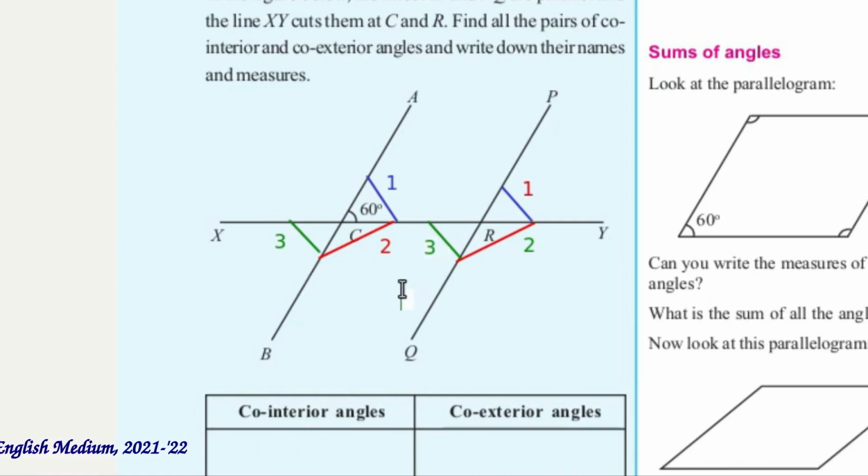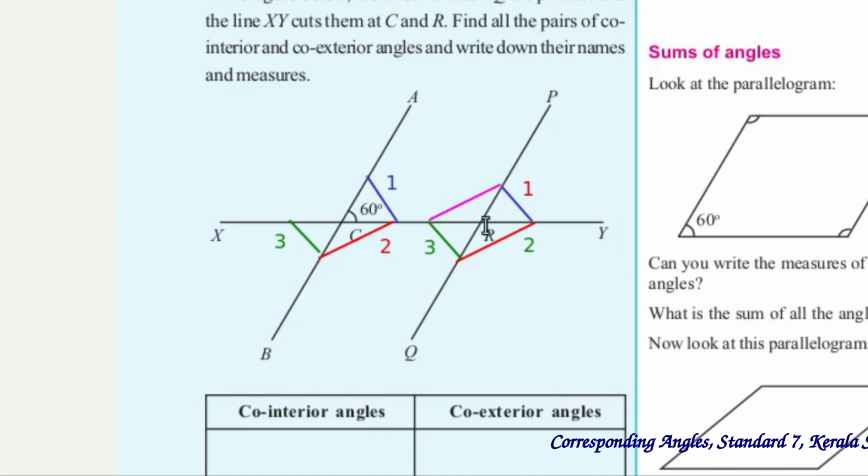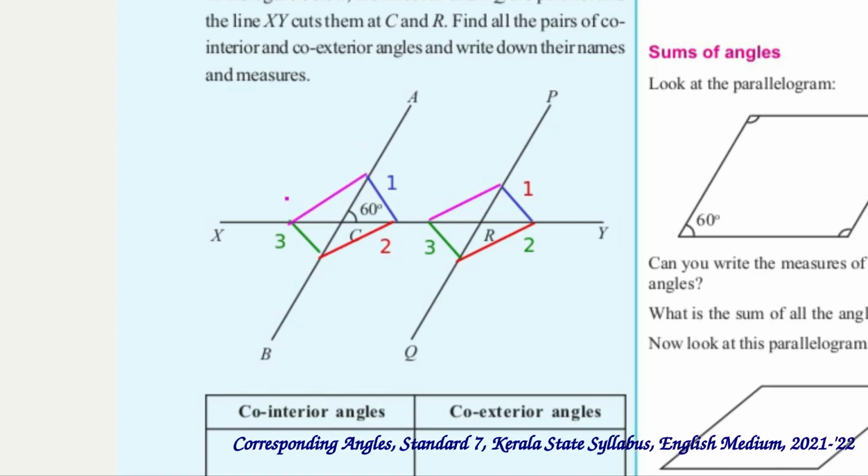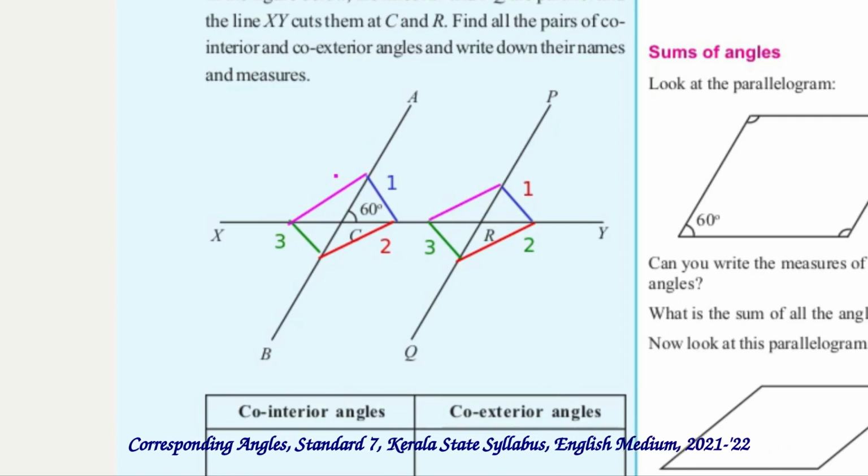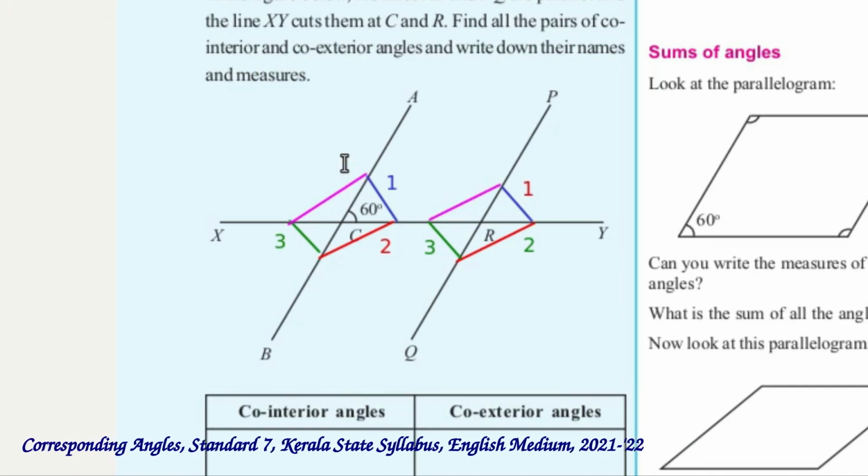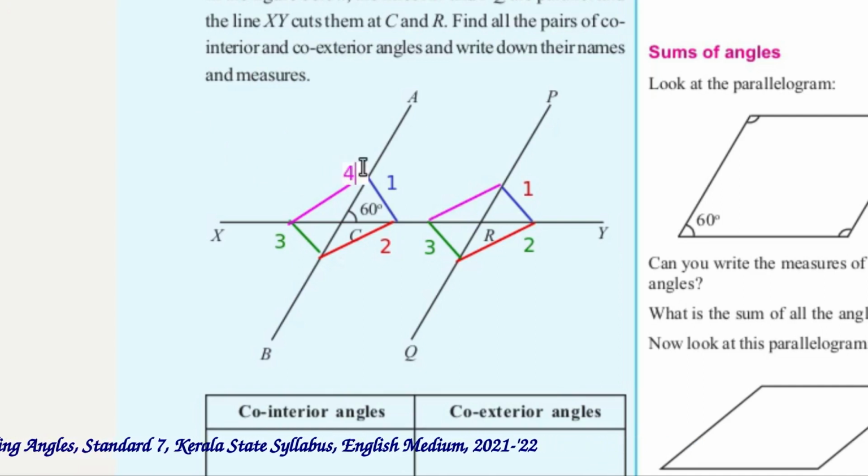Another angle we can see here is this one. This is angle PRX. Here you can draw this. These two are pair of corresponding angles number 4.